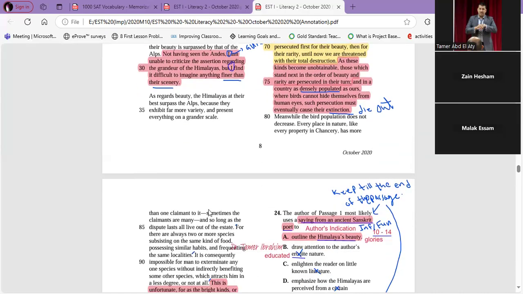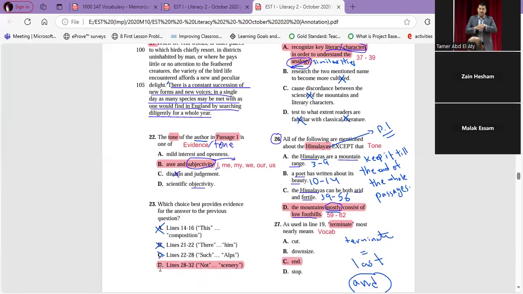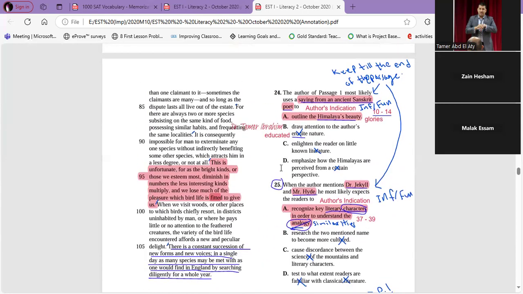And here, if we look, he talks about how he loves it. So it's better to match D with B. Number 24. 24 is inference and function; it doesn't mention the line.